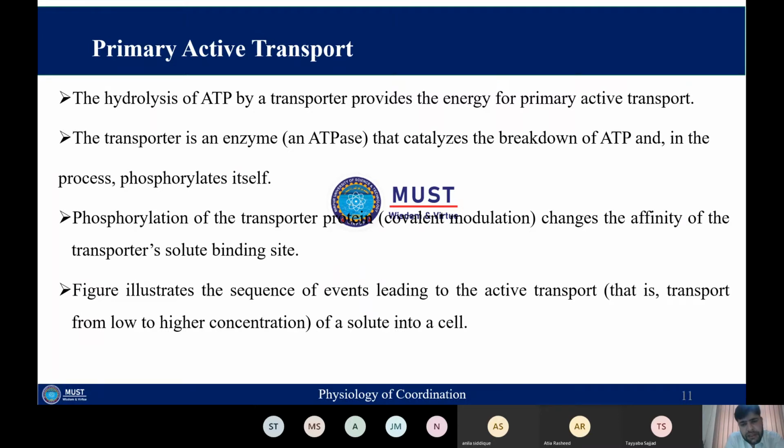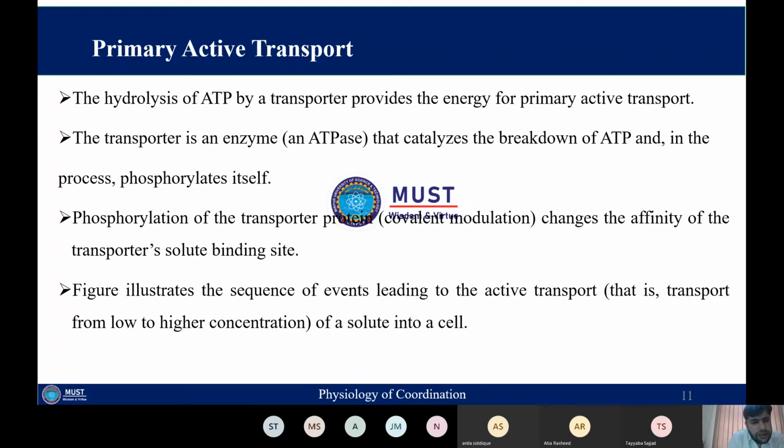ATPase is an enzyme which specifically hydrolyzes ATP into ADP plus inorganic phosphate. So transporter proteins actually have ATPase activity. They have the ability to convert ATP into ADP plus inorganic phosphate, which is called ATP hydrolysis.